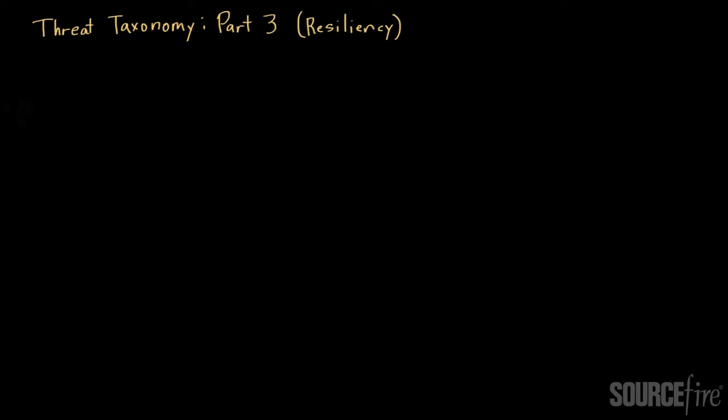So the most common technique that I've seen malware authors use to stay resilient is something called polymorphism. The idea behind polymorphism is that a piece of malware will try to encrypt itself, or encrypt large chunks of itself, and then basically decrypt itself on the fly as it's being executed.